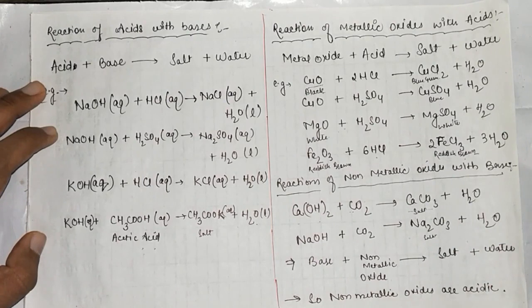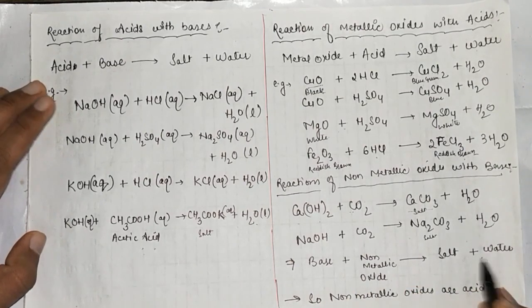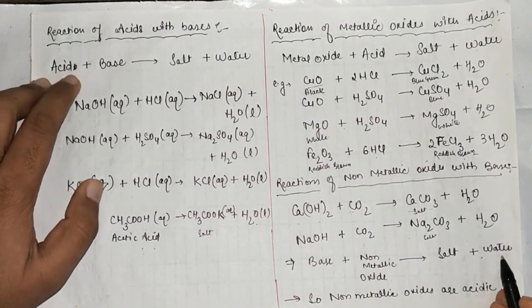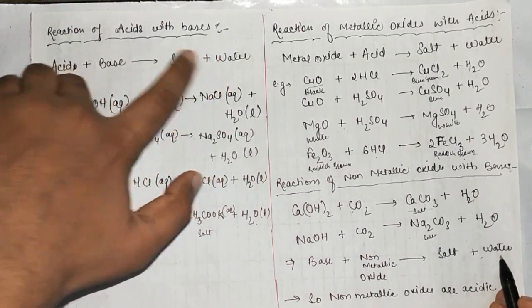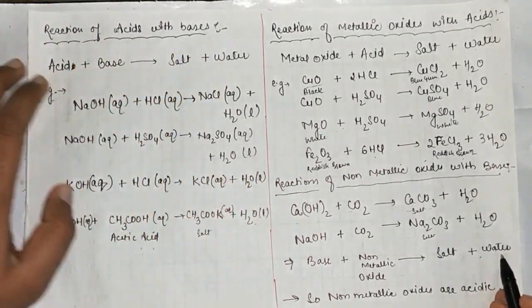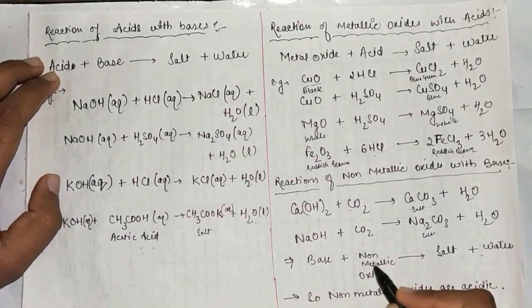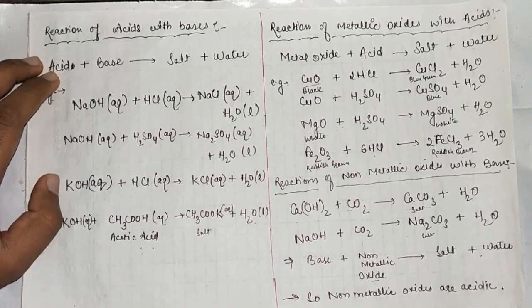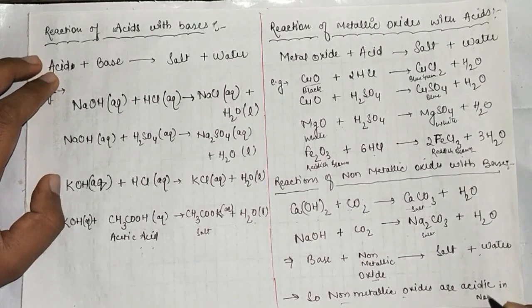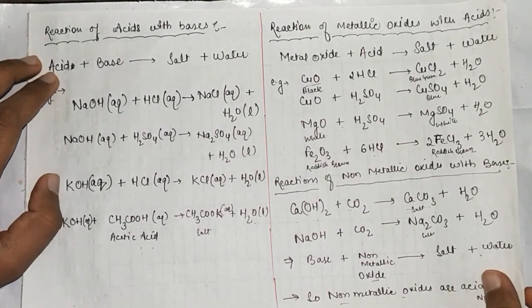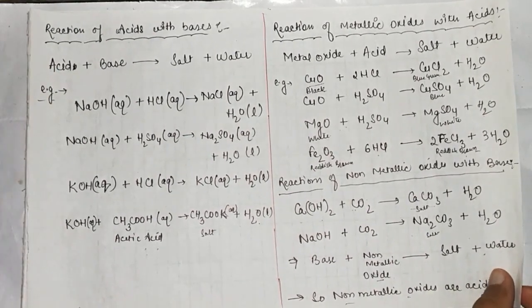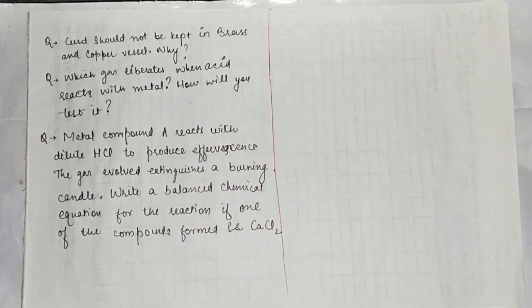So we have seen that whenever a base reacts with a non-metallic oxide, it forms salt plus water, and whenever an acid reacts with a base, it forms salt plus water. So these two are similar, and in place of acid, we have taken a non-metallic oxide here, so we can say that non-metallic oxides are acidic in nature. This is all for today, and you need to solve these three questions.